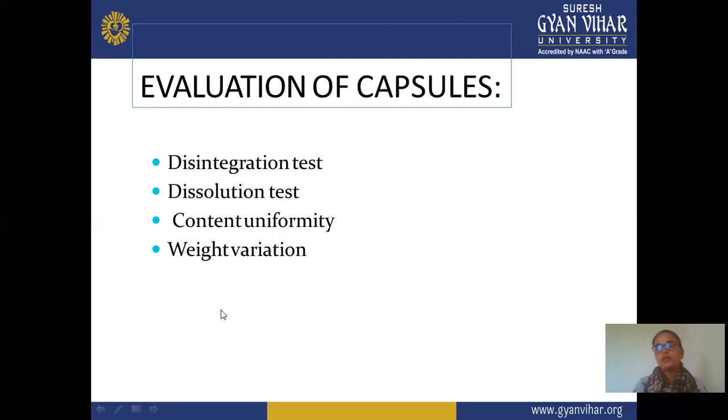Almost some parameters are similar to tablet evaluation parameters. Just a little bit of changes in evaluation takes place. And we can discuss different major parameters of the evaluation of a capsule. Not all evaluations, because some are just similar to a tablet. In this, the first parameter is disintegration test. Second is dissolution test. Third is content uniformity and weight variation test. These four tests we check or evaluate for hard gelatin capsule. Now we discuss this one by one.